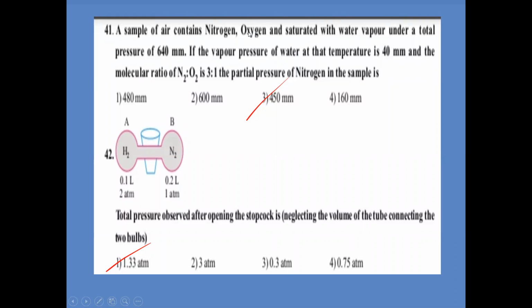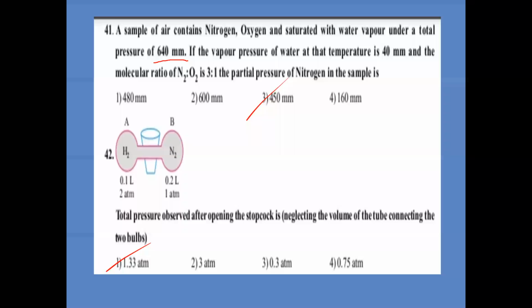water vapor. So what does the air contain here? Nitrogen gas, oxygen gas, and some water vapor. Under a total pressure of 640 mm. What is 640 mm here? 640 mm is the total pressure of the gaseous mixture.